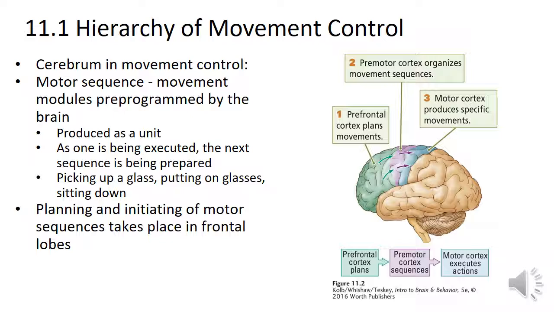As one motor sequence is being executed, the next sequence is being prepared, so it's on standby. And motor sequences code for simple actions that we do a lot over and over again, such as picking up a glass, putting on your glasses, sitting down in a chair, picking up a book, something like that. The planning and also the initiation of motor sequences takes place in the frontal lobes. So most of the motor activity, planning and execution, takes place in the frontal lobe, forward from the central sulcus.